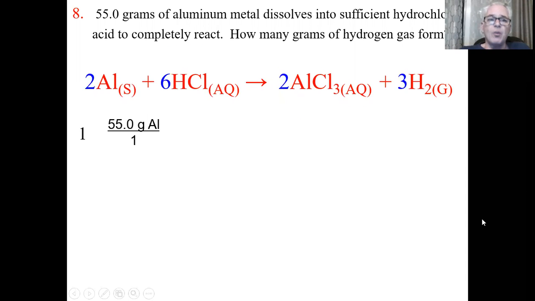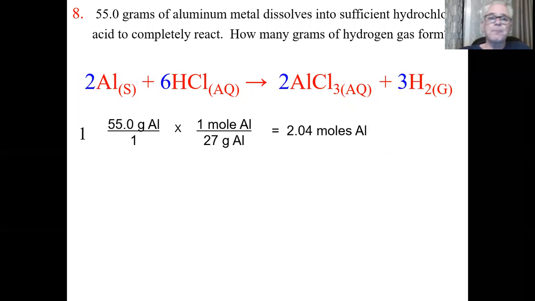And how do we do that? Well, we start with this 55.0 grams of aluminum over 1, and we have to multiply it by the molar mass of aluminum. If you put your finger in box number 13, aluminum is 27 grams per mole. We don't use decimals in our class for molar mass. We round to the nearest whole number. So if we multiply this by the molar mass, 1 mole of aluminum is 27 grams. The grams cancel. 55 grams of aluminum is the same thing as 2.04 moles of aluminum with 3 significant figures.